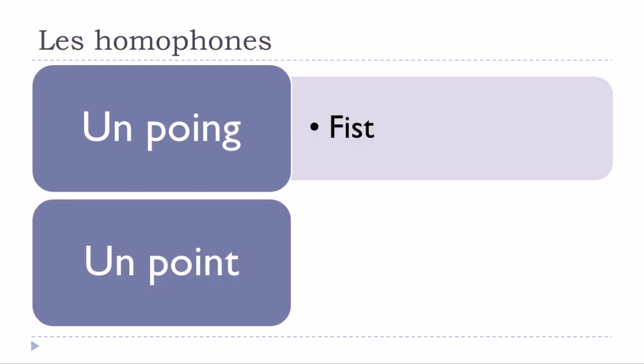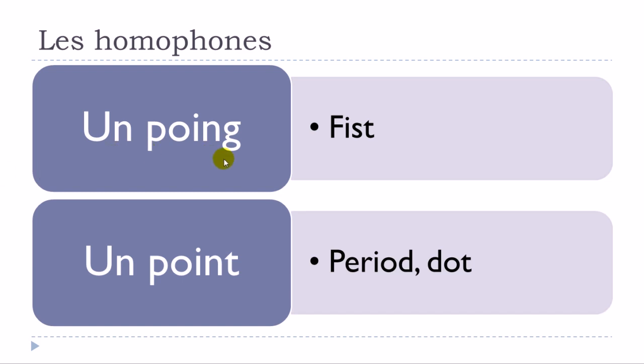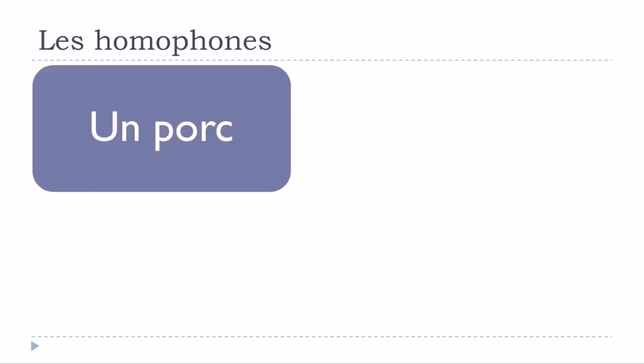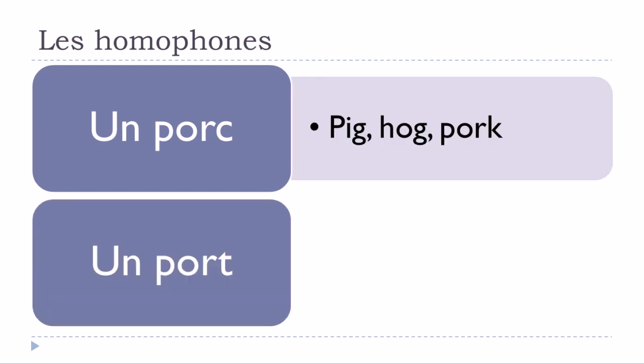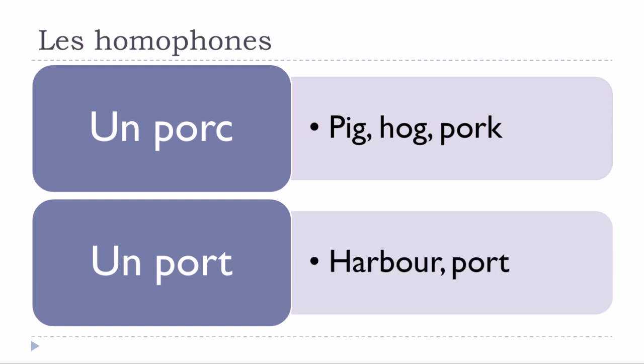Un point. Alright, so you can see that here the only difference is the final letter, but they are pronounced the same way and both of them are masculine. Un point, un point. Un port. Un port. Okay, exactly the same thing here. Only the last letter is different. You don't pronounce it, and both of them are masculine. Un port.